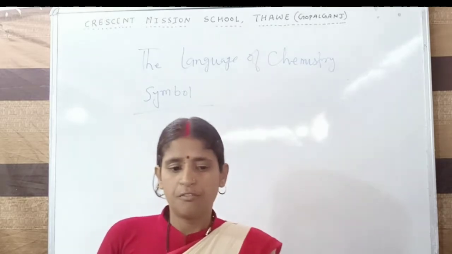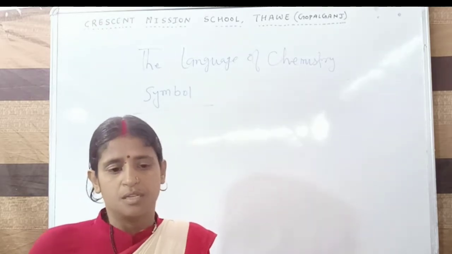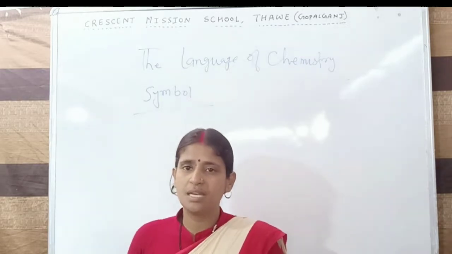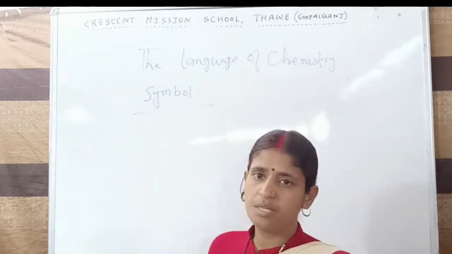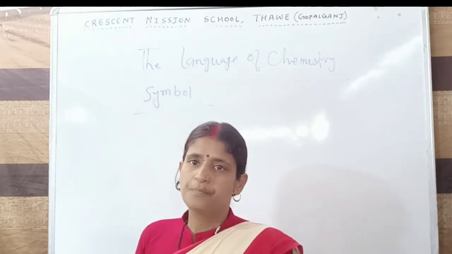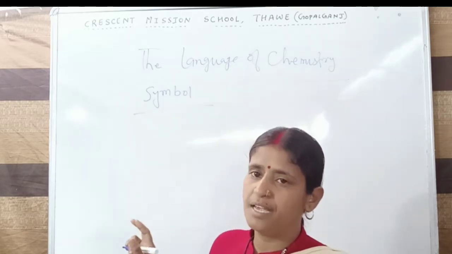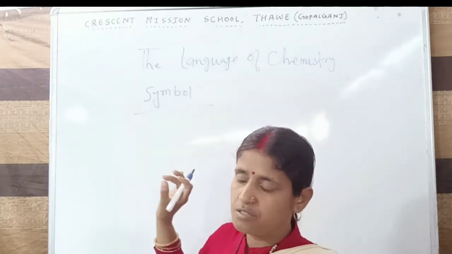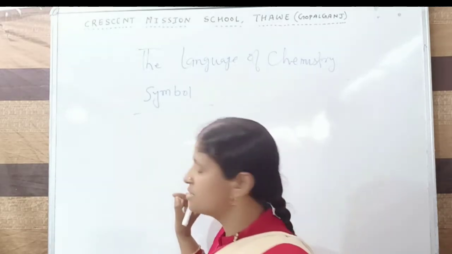The symbols of elements have been derived in three different ways. First way, the first letter of the English name of an element. We know that there are so many elements present on our earth, whose names are hydrogen, helium, lithium, beryllium, boron, carbon, nitrogen, oxygen, silicon, etc. These are the names of elements, and we have to know about their symbols. The first letter of the English name of an element. I am going to write the names of elements whose first letter is the symbol.